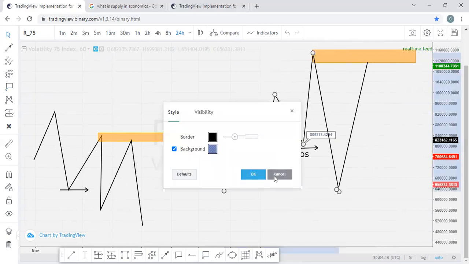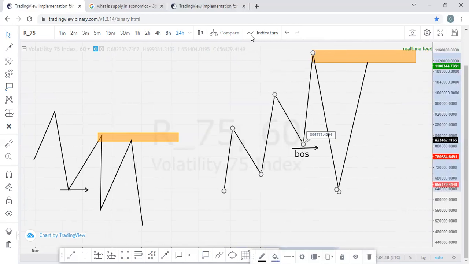Sorry, cancel. Undo that. I'd like to undo that. Right, where's my call out button? Call out, call out, call out.